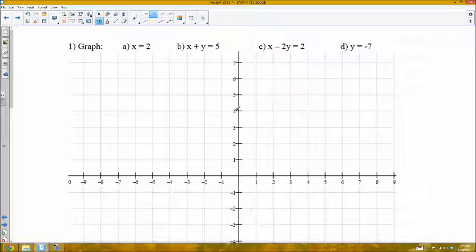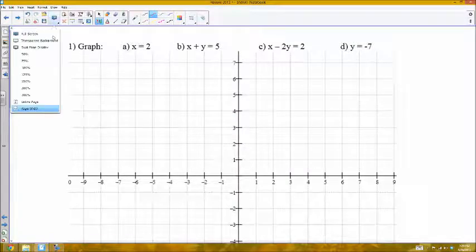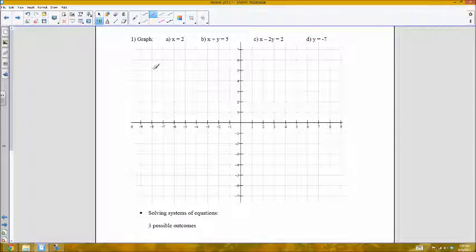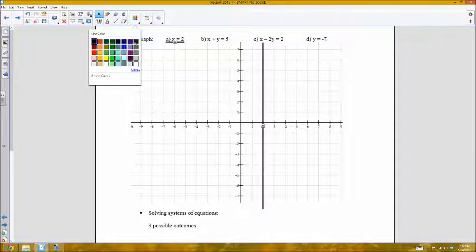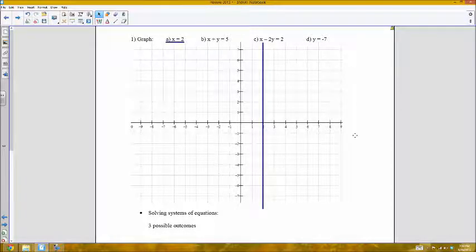So first off, I'm going to zoom out a little bit so we can see this whole value. Okay, so I'm going to graph first my initial line, which is x equals 2. Well, that's a vertical line through the coordinate x equals 2, so it's the line where all of the x coordinates are 2, so that would be this line. Now I'm going to highlight that in a particular color so it stands out, and I'll color code each of these. So we'll start with this one as, let's go with blue. So there's my first line.